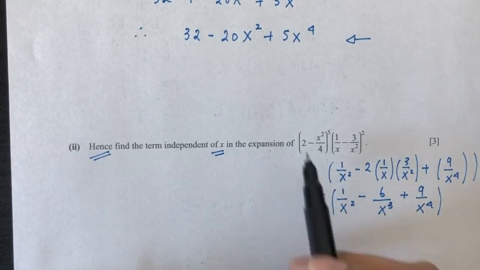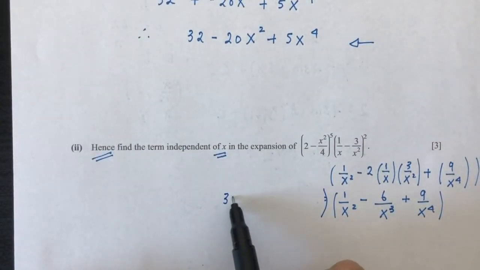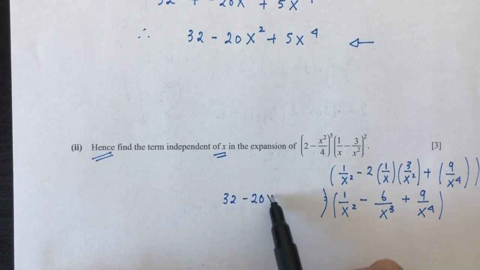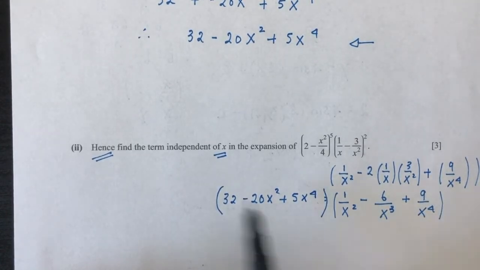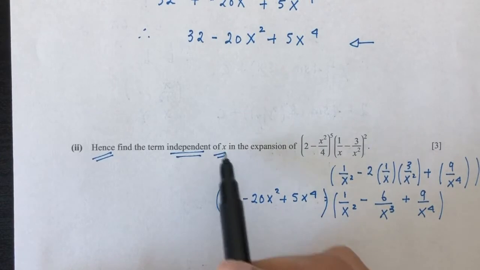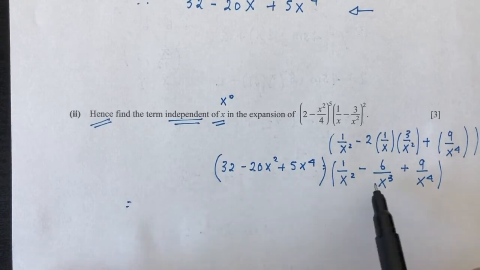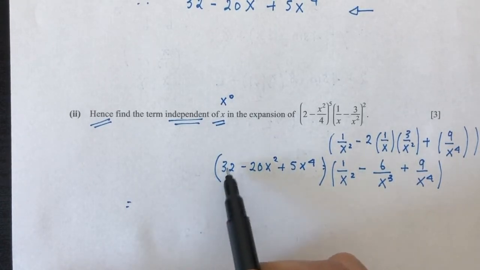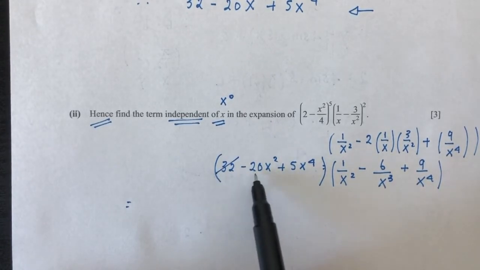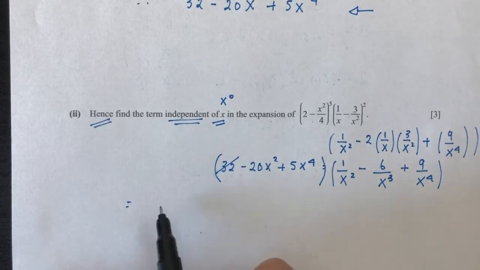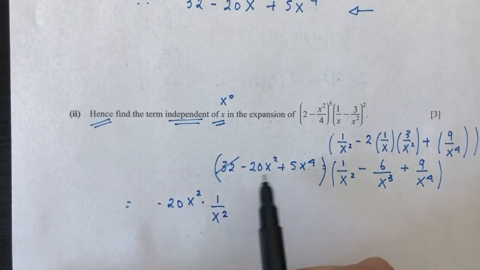So we have to multiply this by the first one. The first one is this. Let's use that. We have 32 minus 20x squared plus 5x power 4. So from this expansion, we are trying to find the term which is independent of x, which has x power 0. Let's see, one by one, which term will be independent of x. For this one, if you multiply by anything, it will not work out. So not this one. How about this one? If you multiply by this one, minus 20x squared times 1 over x squared, that's the only option.